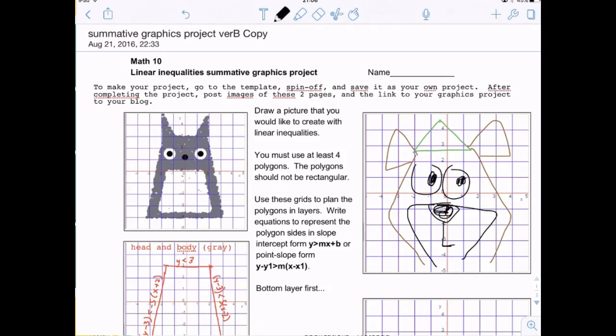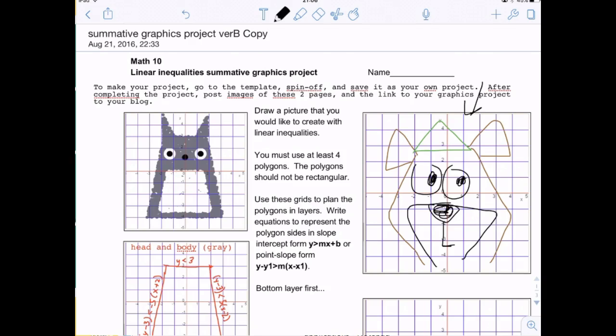Here's a tutorial on how to do the graphics project for linear inequalities. First thing you need to do, which is maybe the easy part, is to figure out what your drawing is going to be. Like it says in the instructions, you need to make the drawing out of polygons, so you can't have a big circle. You need to make things that are kind of like trapezoids or quadrilaterals.